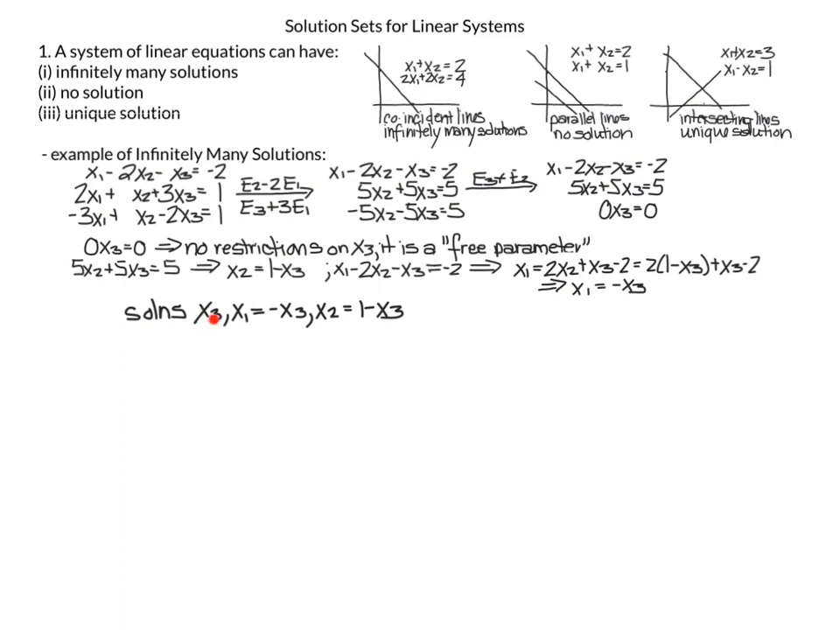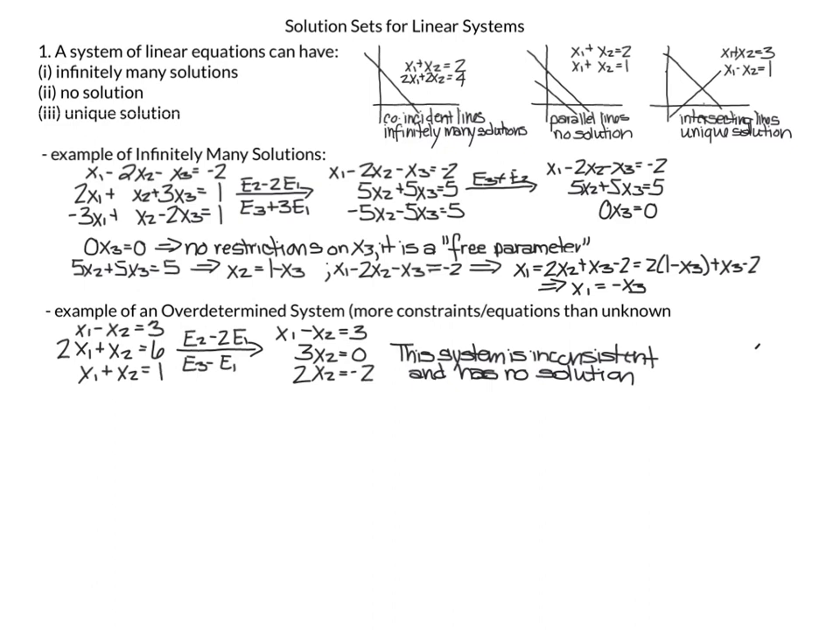Once I choose x3, say for example I choose x3 equals 0, then x1 is equal to 0 and x2 is equal to 1 minus 0, which is just 1. And then if you want to check your solution, you can always plug it into the three equations. And just to repeat, this is an example of infinitely many solutions where we have one variable with no restrictions, a free parameter, and then the other variables are solved in terms of our free parameter.